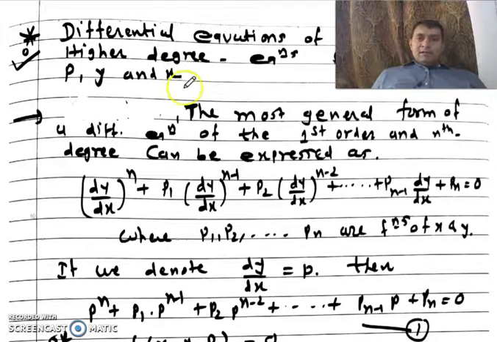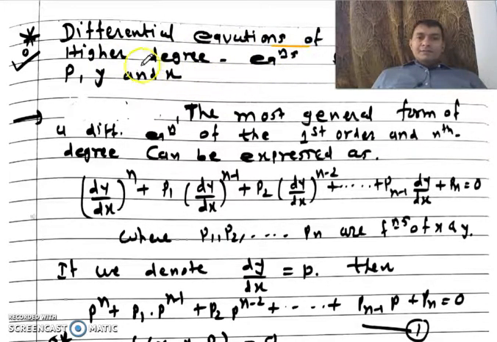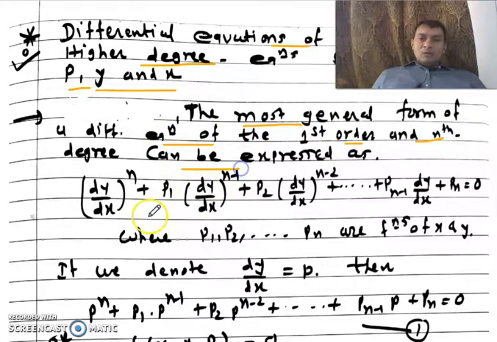Hello friends, today in this video we are going to discuss non-linear differential equations if they are solvable for p, x and y. So let us see differential equations of first order and higher degree which are solvable for p, y and x. Higher degree is there, so it is going to be exactly non-linear.